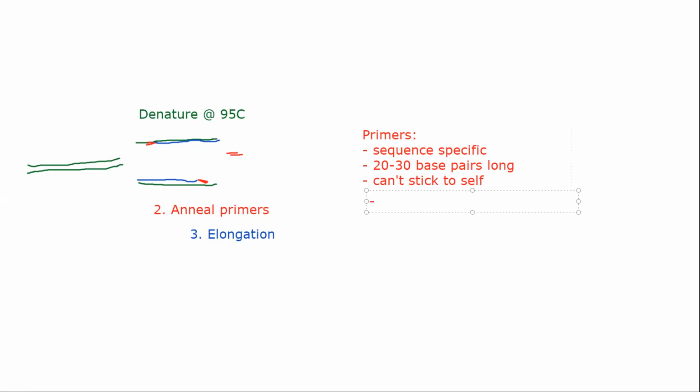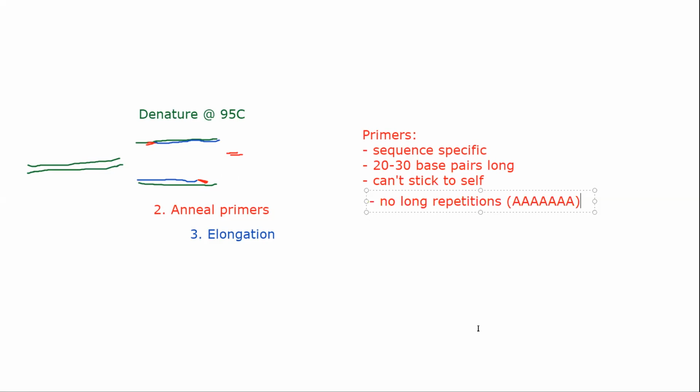You also want to make sure there's no long repetitions, for example, a run of A's. These are just ways that it can slip off.